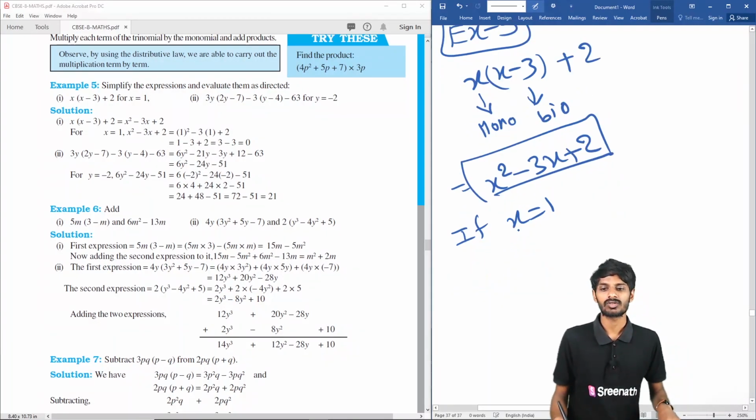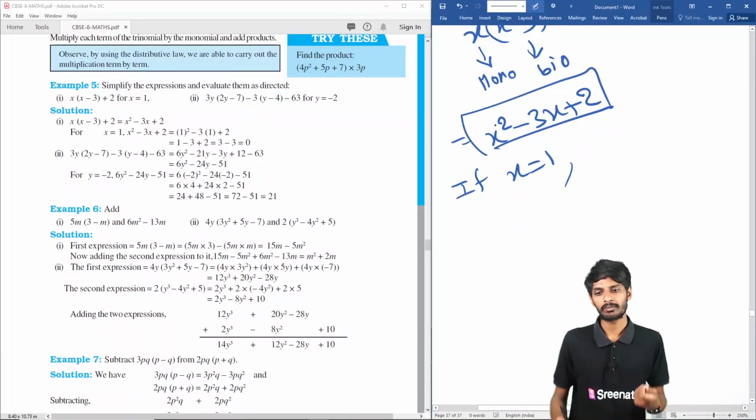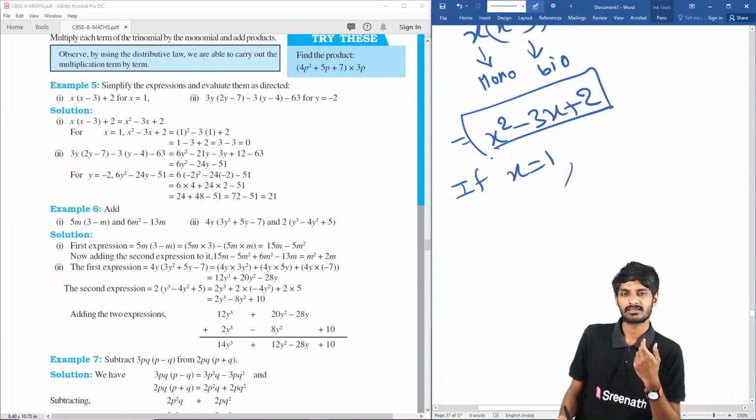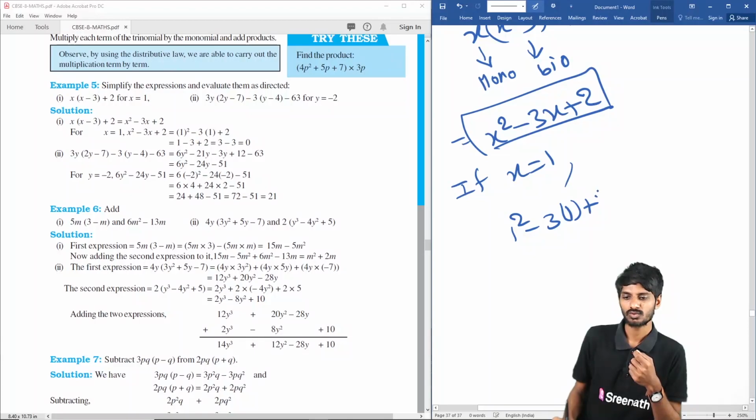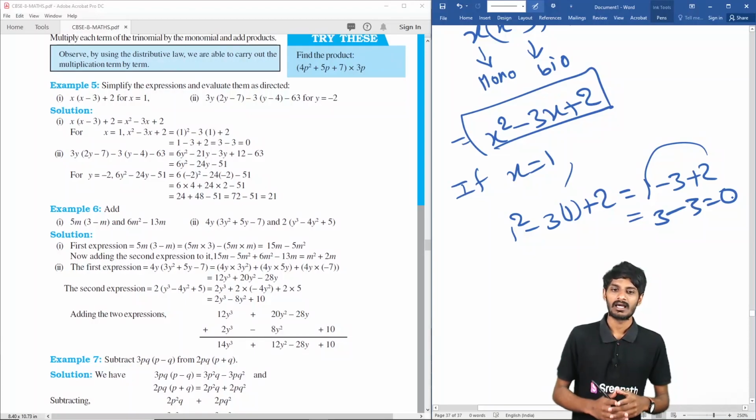So how to find out the value of this expression, students? We have to substitute the value of 1 in this expression, which means we have to replace the x with the value of 1, that is 1 square minus 3 into 1 plus 2. So 1 square is 1, minus 3, and plus 2. So here 2 plus 1 is 3 and it is minus 3, so it is 0. Its value is 0.